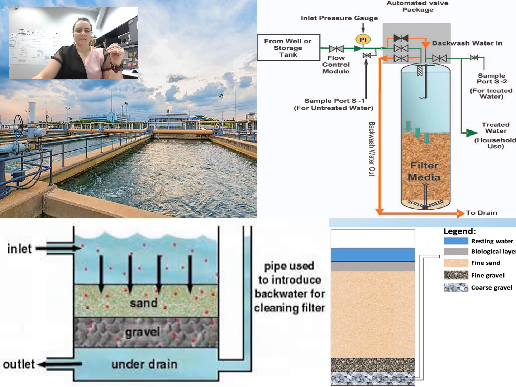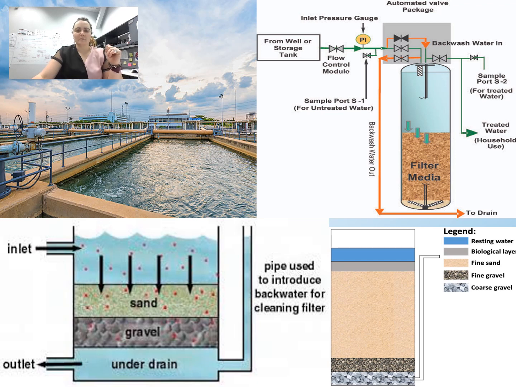Water is coming in the inlet on the top, and you can't see it in the top left picture, but there's sand, there's gravel, and then there's water, and we drain it out the bottom. So what you're seeing in that top left is the top of the filter, not the bottom. What you'll see in the bottom right is what those layers look like from the side.